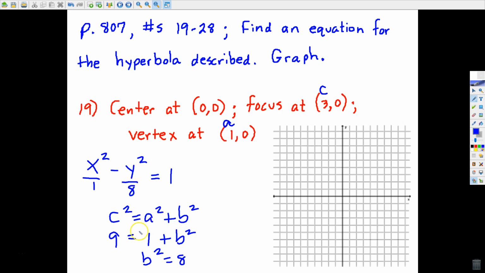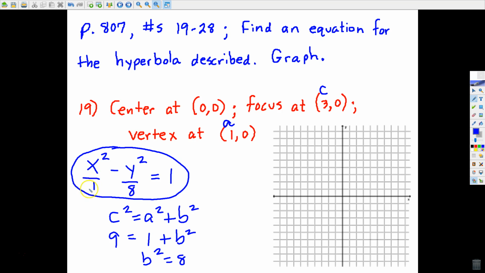Okay, now let's sketch the graph. So here's answer part 1. To sketch the graph of a hyperbola, we need a rectangle. It's called the central rectangle most of the time. And here's how we make that rectangle, sort of like what we did with ellipses.